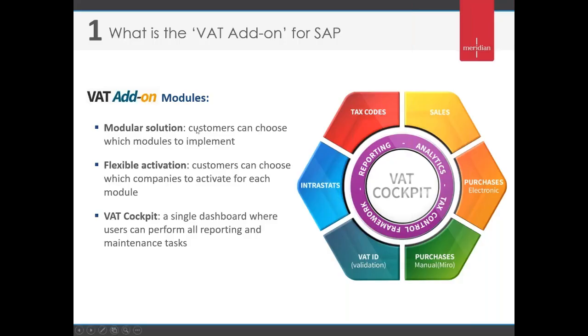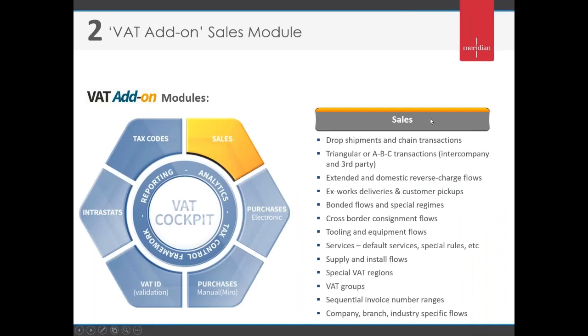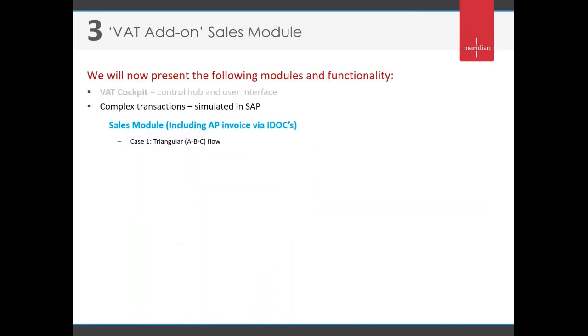Meridian VAT Add-on is a modular solution built directly within SAP to handle complex VAT determination within the system. Today we're going to be looking at our sales module. The sales module is used to cater for complex VAT determination on business flows such as cross-border consignment flows, triangulation sales, drop shipments and chain transactions, etc., supply and install flows. The flow we're going to be looking at today is a triangulation flow.